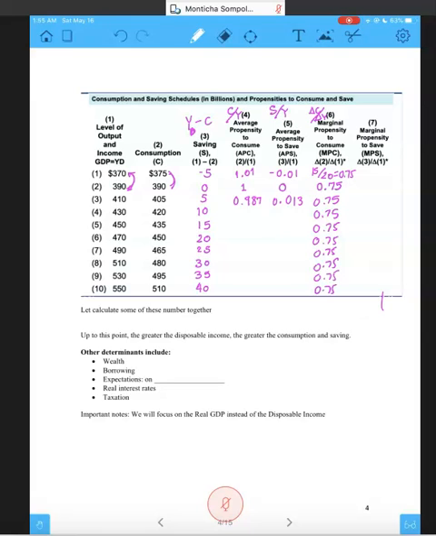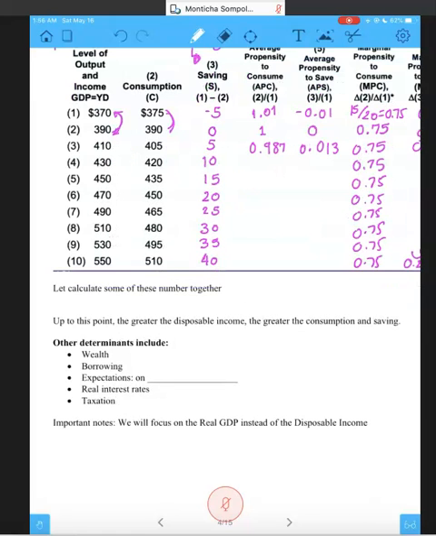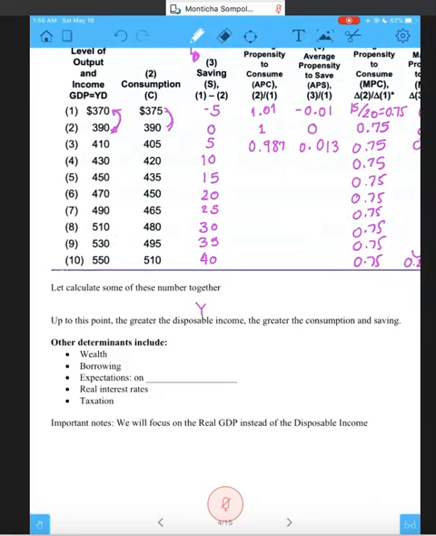Which means I don't need to calculate the MPS because they must add up to 1. Okay, and then so on. Same thing. I hope you can find this one. If not, you should come back here and take a look at this. We will do a little bit more of this during our session. Up to this point, you should be able to see that the greater the disposable income, the greater the consumption.